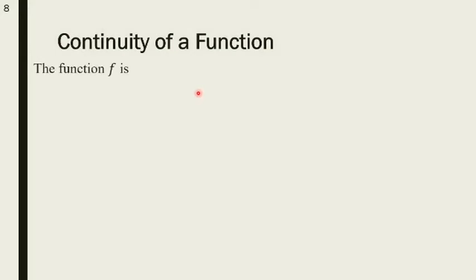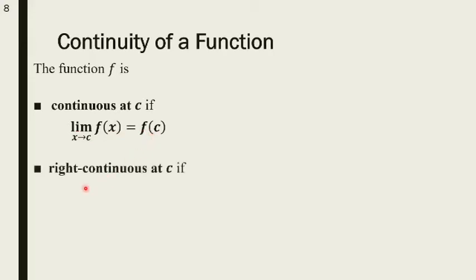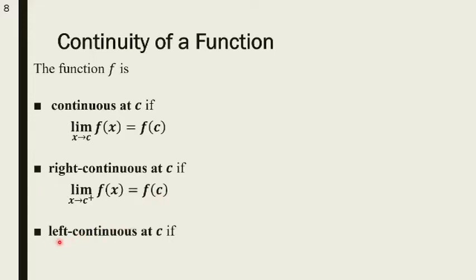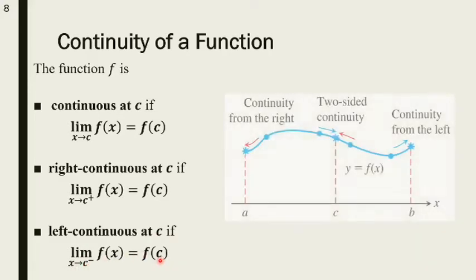The continuity of a function: the function f is continuous at x is equal to c if the limit of the function as x approaches c is equal to the function value f of c. And it is right continuous at c if the limit of the function as x approaches c from the right is equal to the function value f of c, and it is also left continuous at c if the limit of the function as x approaches c from the left is also equal to the function value f of c.